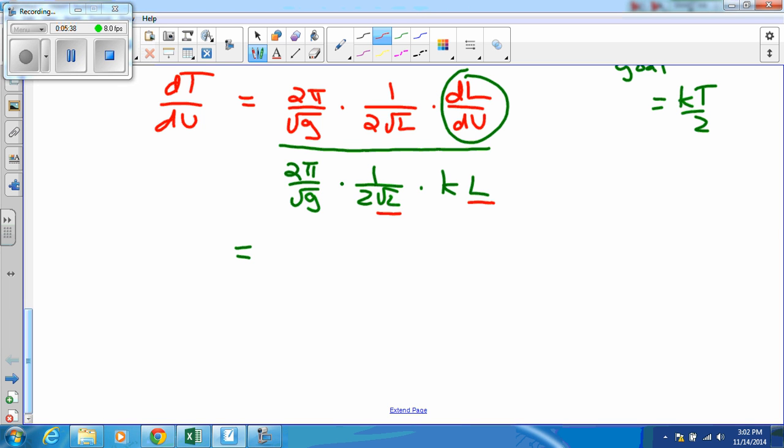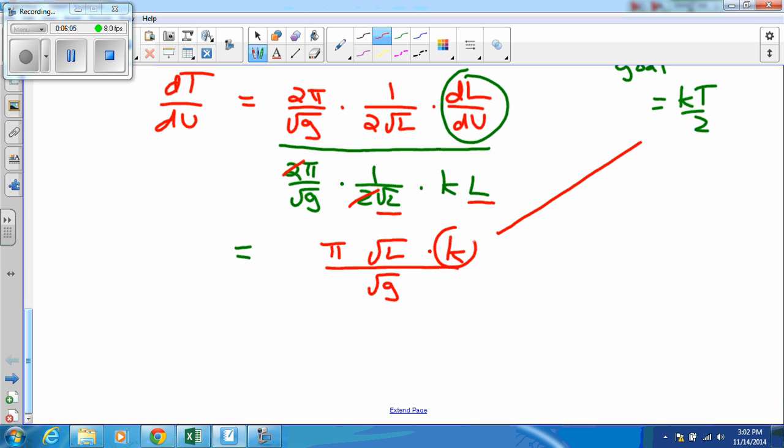Now let's see, what algebra can we do here? Well, we have L divided by root L. That's L to the first divided by L to the 1/2. Subtract exponents and get root L left over. We have a factor of k. We have factors of 2 that cancel out. We have a factor of pi. And we have a factor of root g.